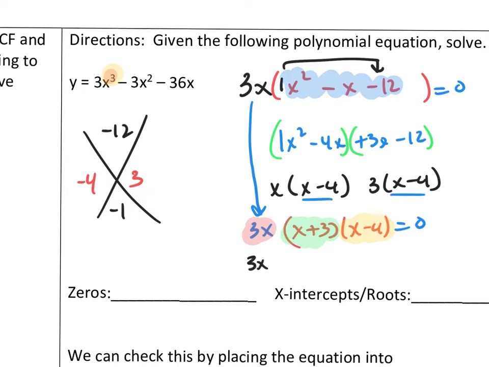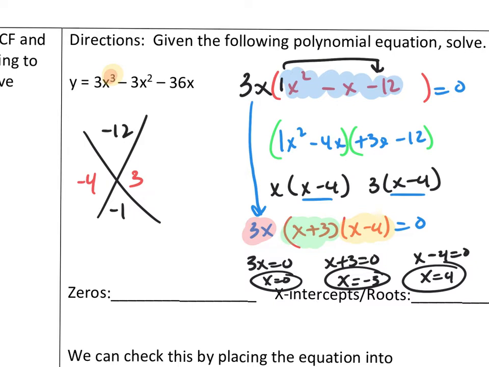So the first one is 3x equals 0. The second one is x plus 3 equals 0. And the third is x minus 4 equals 0. You can probably solve these all in your head, but I'll note the first one is 0, the second one is negative 3, and the third one is 4.